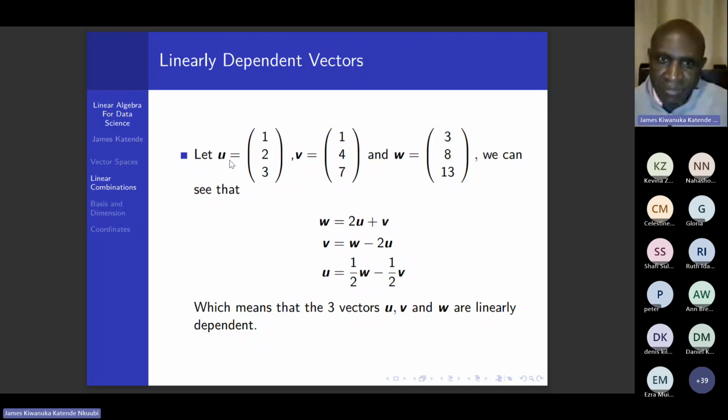So every vector here can be written as a linear combination of the remaining 2. And that means that these vectors are linearly dependent. So anytime you have a set of 3 or more vectors, they will be linearly dependent if any one of them can be written as a linear combination of the remaining vectors.